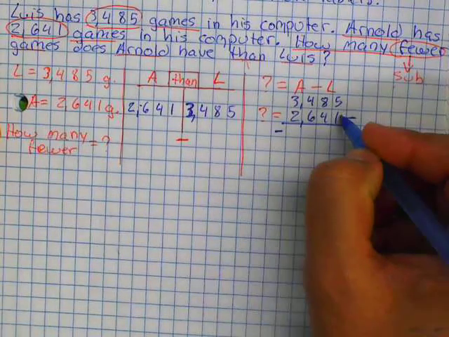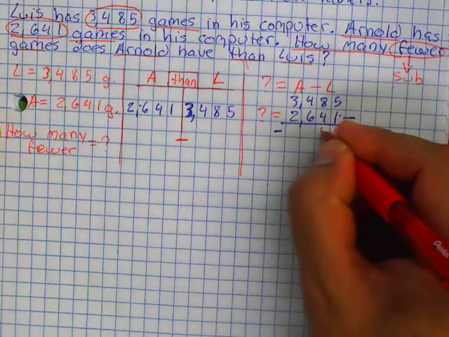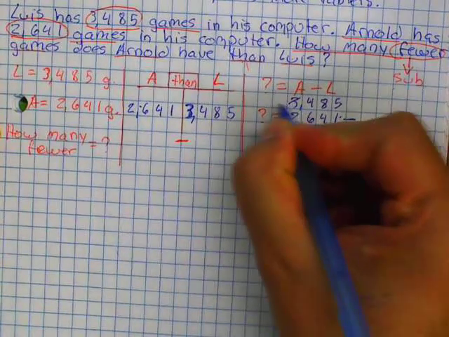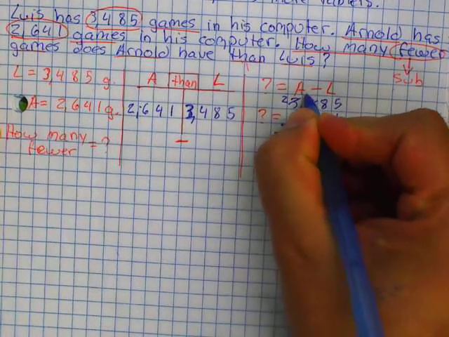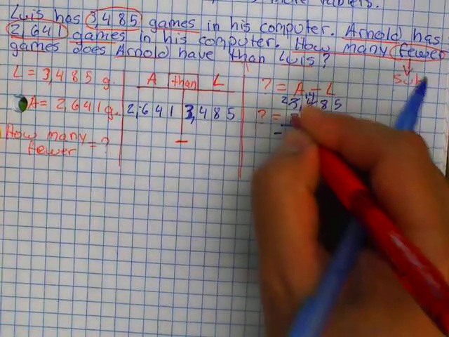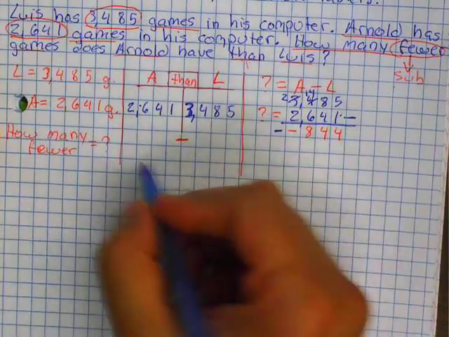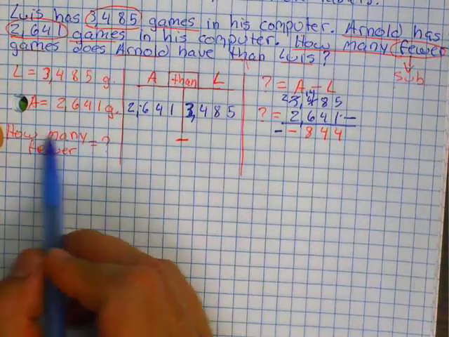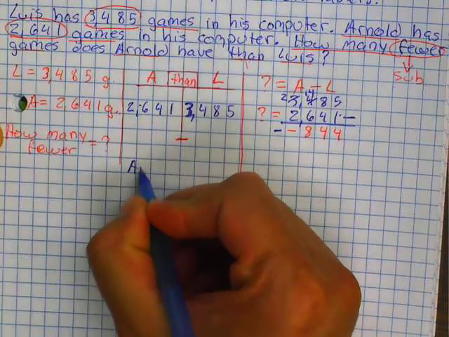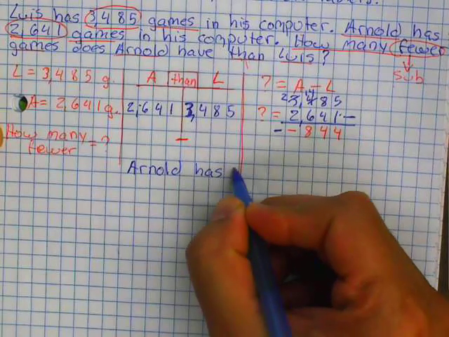So 5 minus 1, 4. 8 minus 4, 4. 4 minus 6, I need to regroup. This becomes 2. This is 14. 14 minus 6 is 8. And 2 minus 2, 0. Okay. So, how many fewer games does Arnold have? Arnold has 844.